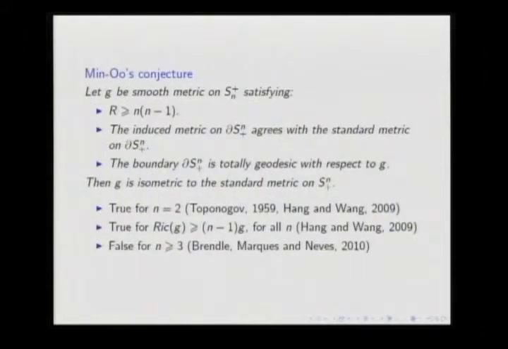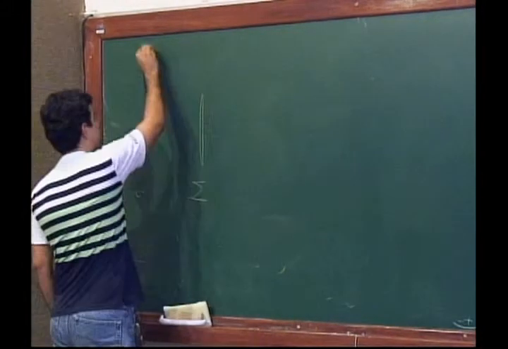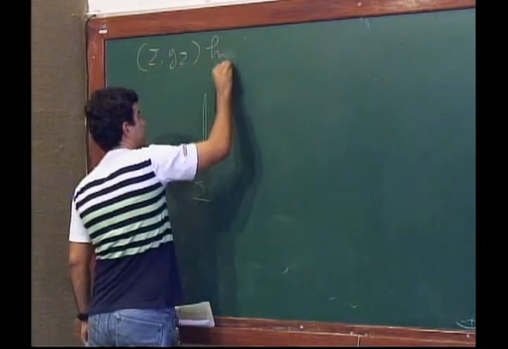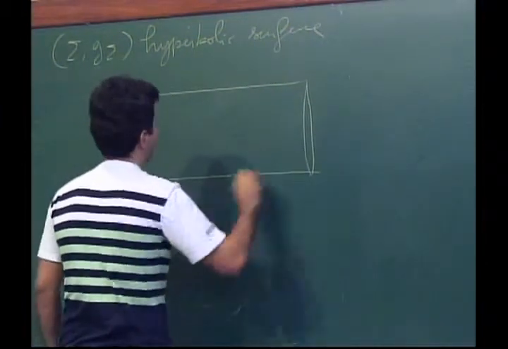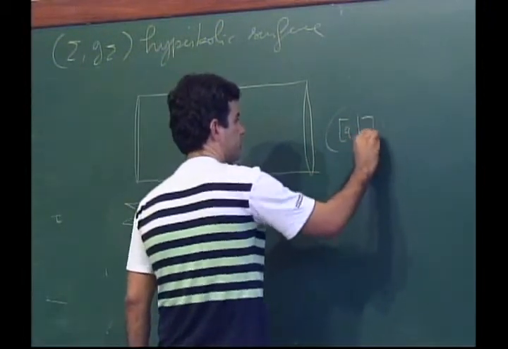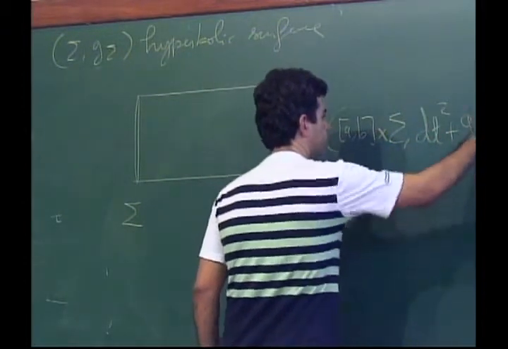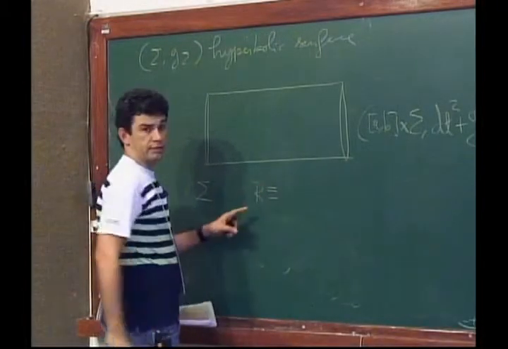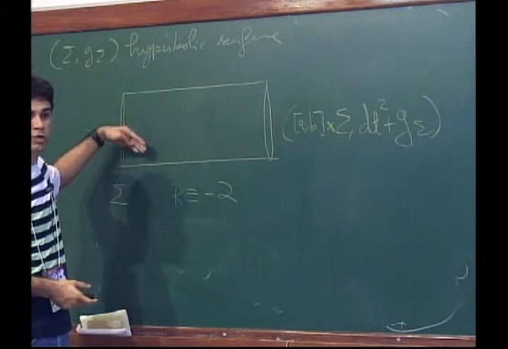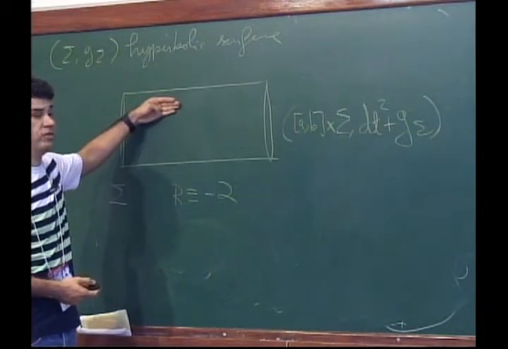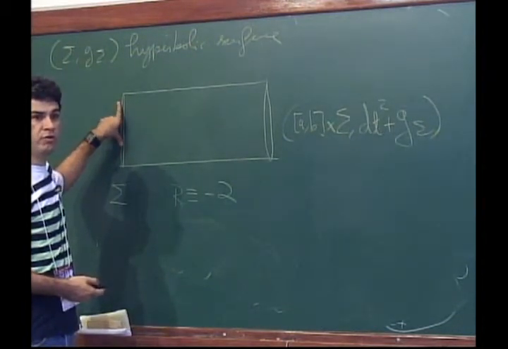Okay. So our next result is motivated by this question. It says that if you consider sigma, an orientable hyperbolic surface, in a compact cylinder, here we have a compact cylinder with a product metric, okay? So this example has constant scalar curvature equal to minus 2, and both borders are minimal. So the result essentially says that it's impossible to increase the scalar curvature of this cylinder, increase the mean curvature, fixing the geometry of the boundary.